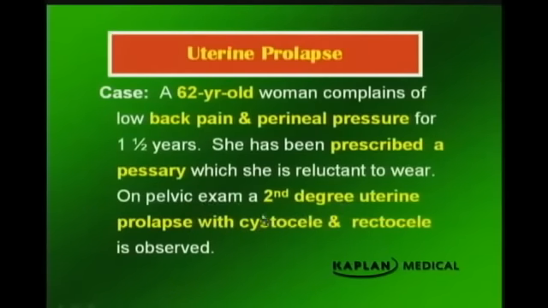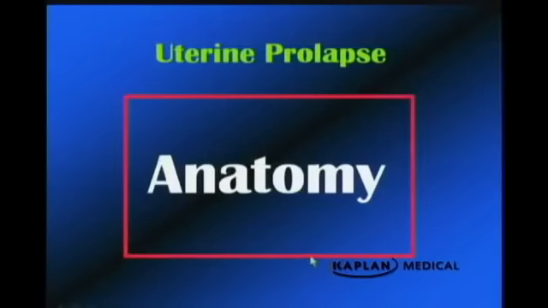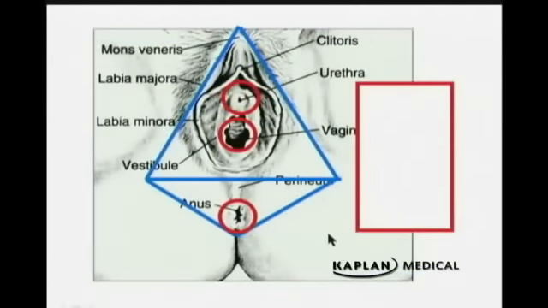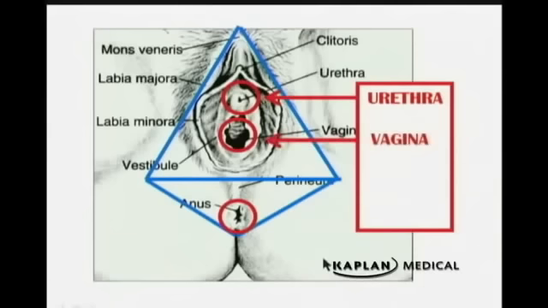Anatomy. When we look at the pelvic floor, we can divide the pelvic diaphragm into an anterior and posterior triangle. This is the anterior and the posterior. The anterior triangle is penetrated by the urethra, which is the urinary tract, and the vagina, the reproductive tract. The posterior triangle is penetrated by the anus, which is the gastrointestinal tract.